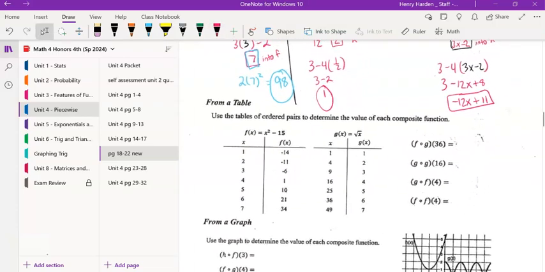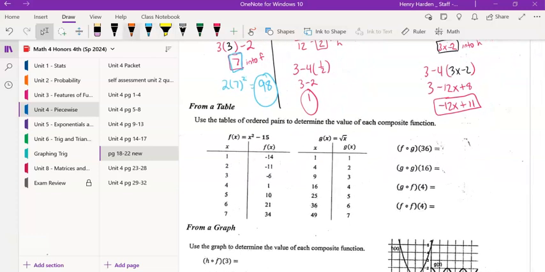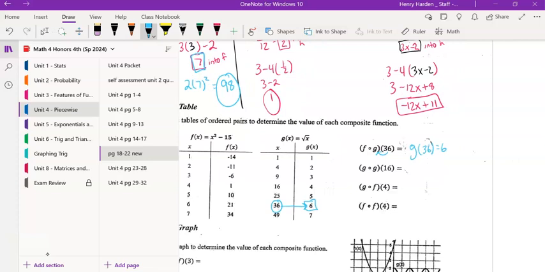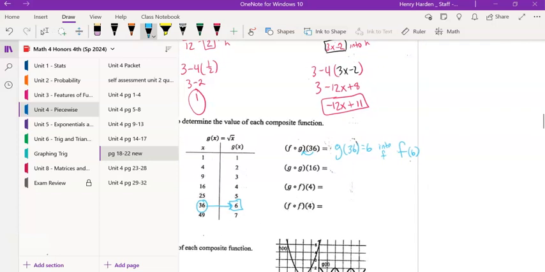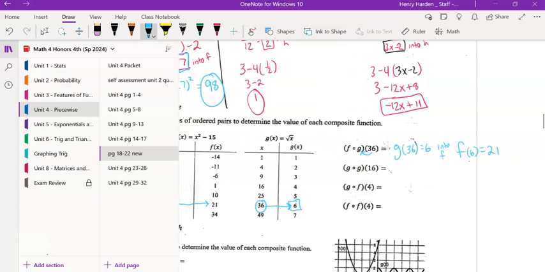All right. Now when you're going to a table, table-wise, go ahead and just take your time. So here, we're going to start with 36 into G. So G of 36. We go to 36, get our answer, which is 6. Now we're going to take 6, and that's going to go into F. So it's going to be F of 6. So now we're going to roll over to 6 for the F function and get our output. 21, and that's our answer.